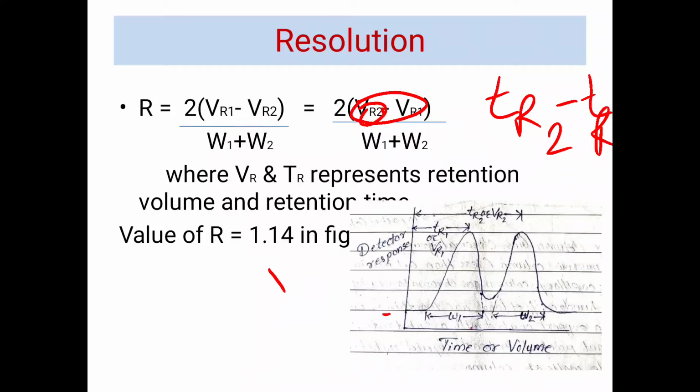Now TR1 is the time required from the injection to the maximum height of the first peak, and TR2 is the time from injection to the maximum height of the second peak. Similarly, the retention volume VR1 for the first peak and the retention volume VR2 for the second peak are calculated, and we can calculate the resolution factor, that is R. If the value of R is greater than 1.5, then complete resolution of the components takes place.